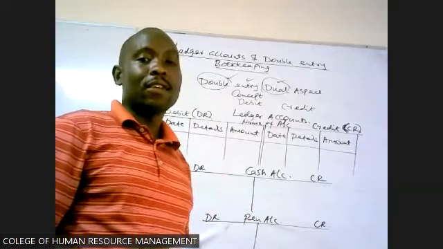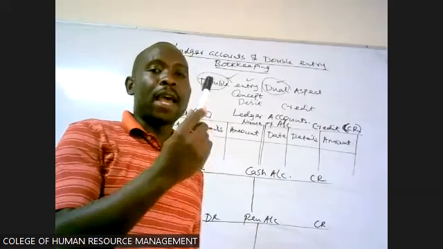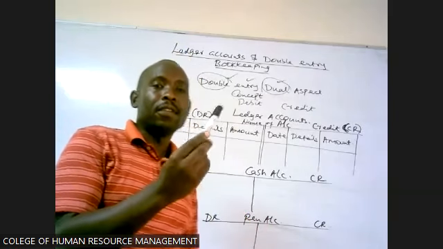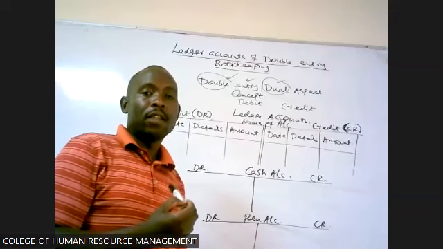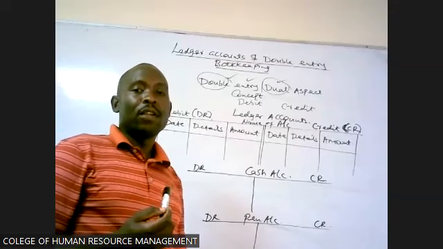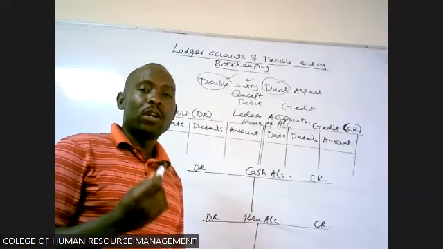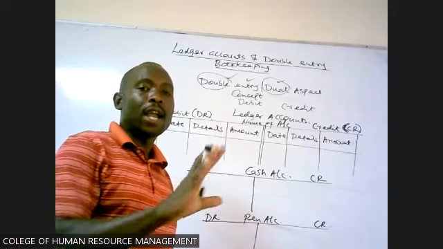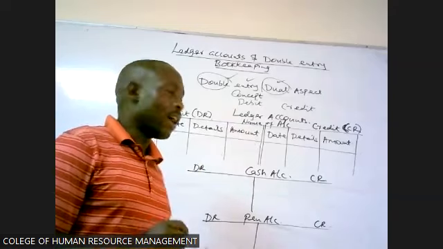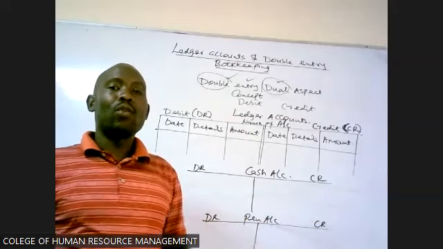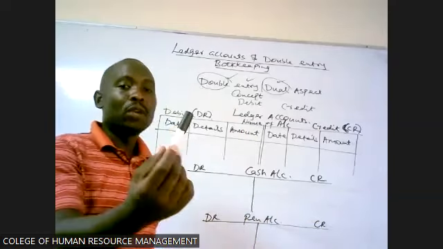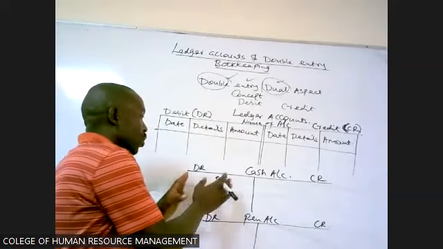So in that case, this is my asset. This is an asset to me because it is something that I own. So whenever you dispose or you give out an asset, the assets are normally credited. Assets are normally credited when you are giving out. But when you are receiving an asset, you debit.